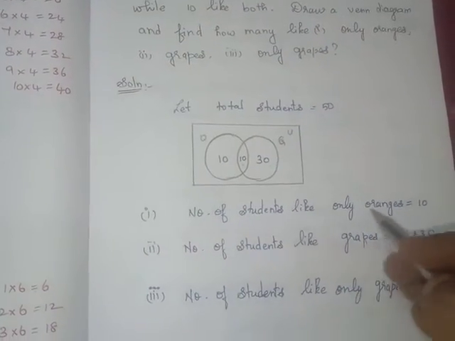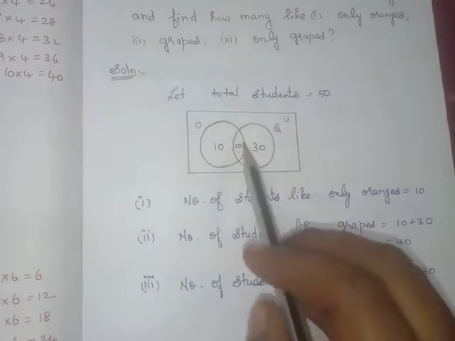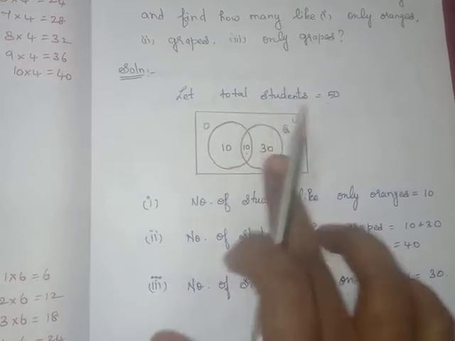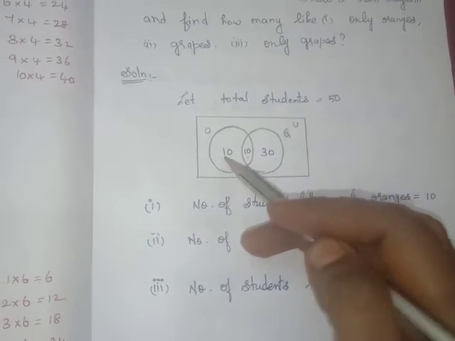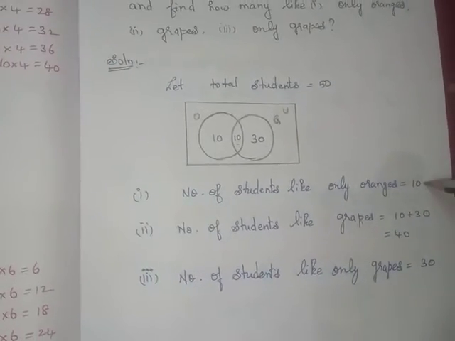Number of students who like only oranges. Only oranges means no common term is there. So only oranges means this part of the circle is the oranges. So 10 is the number of students who like oranges only.